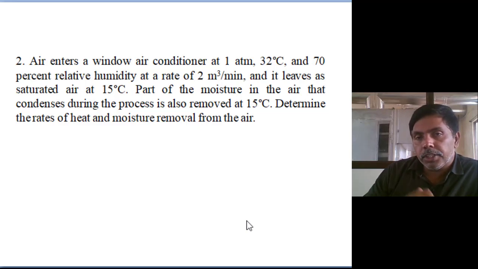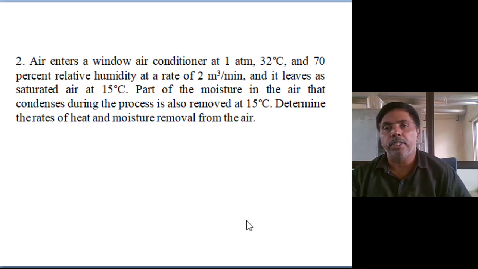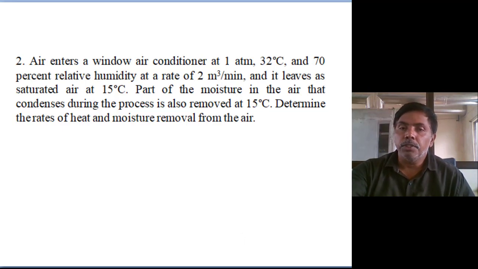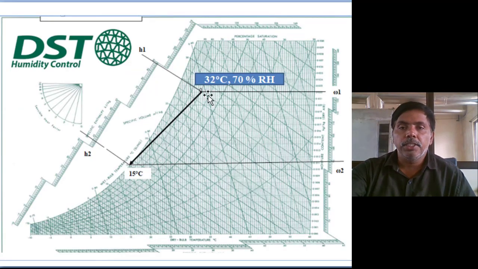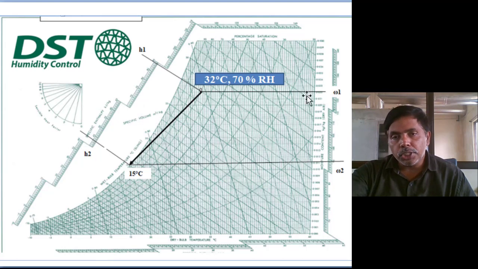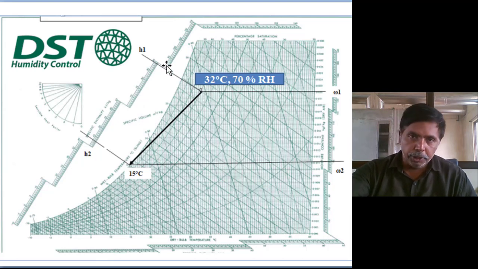So the change of enthalpy and change of moisture we want to calculate, but here the rate is mentioned, so multiply by the mass flow rate and you get kilojoules per minute, or divided by 60 you get kilojoules per second. That is important in this problem, you see. So mark the initial point, 32 degrees centigrade and 70% relative humidity. Determine the moisture content, and from the wet bulb you can determine the enthalpy.